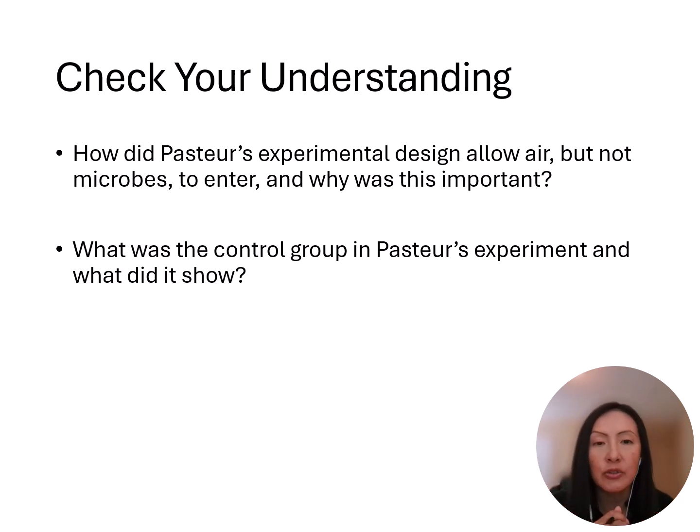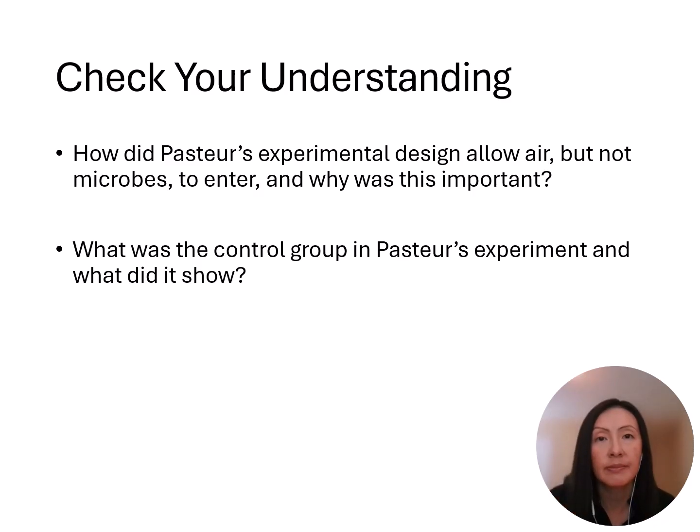For the second question, what was the control group? So the control group were the flasks where the swan necks were broken off. These flasks became contaminated and the broth turned cloudy because when microbes had direct access to the broth, growth would occur. So this really confirmed that microbial growth is due to contamination from microbes in the environment and not from spontaneous generation.